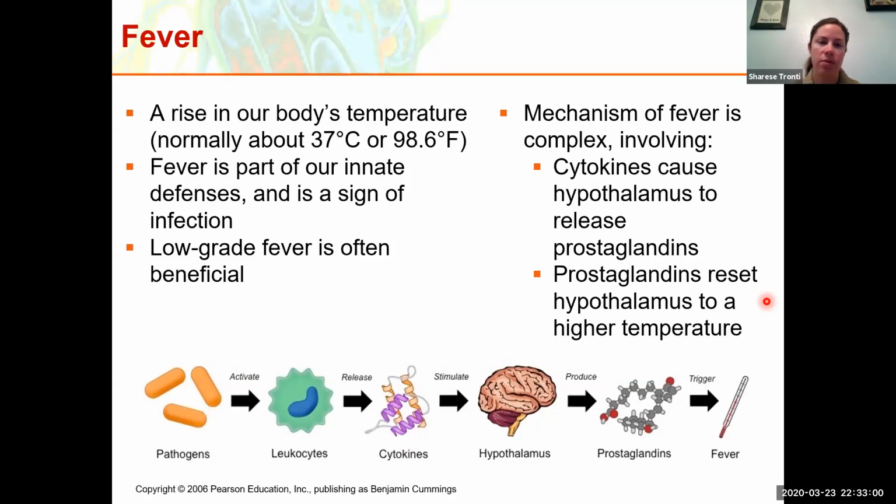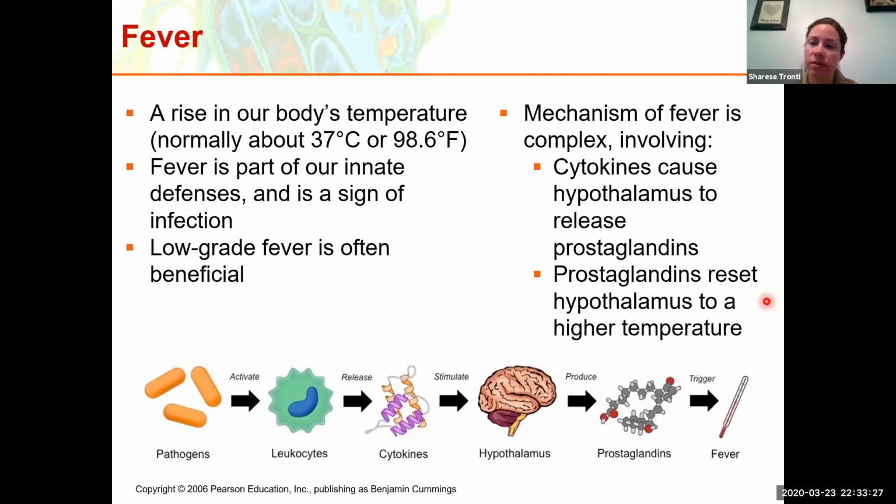So fever. Fever, of course, is a rise in body temperature. And it's actually beneficial because it will help to stop the growth of microbes. And it also helps to activate the immune system, making the immune response a little bit more effective. And this, of course, is only if it's a low-grade fever. Once it gets too high, then it can start to be dangerous for the body as well.